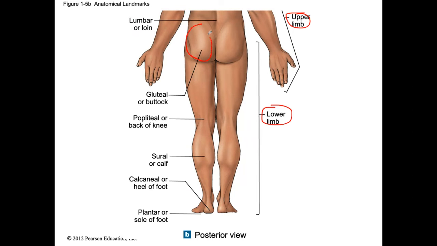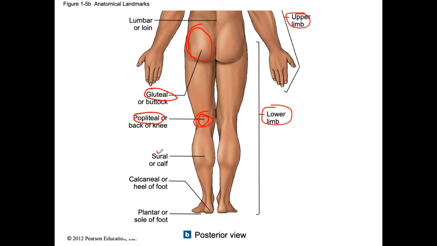The glutes or the rump or the buttock is called the gluteal region. When we do muscles of the buttocks, there's a gluteus medius, gluteus maximus, gluteus minimus. So those are the glute muscles. So this is the gluteal region. The back of the knee, where we have this little crease or this little depression back here, is called the popliteal region.